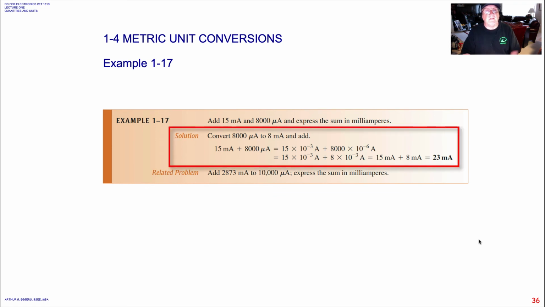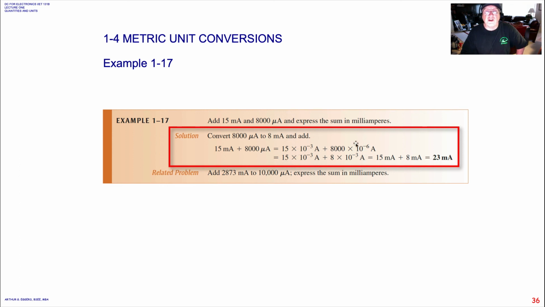Now we want to add 15 milliamps to 8,000 microamps. Okay, so we've got two values of amperage here that we need to combine together. So just like we've seen before, we need to pick one or the other to determine what we want to put it in. Well, the stem of the question says express the sum in milliamps. So what we need to do is convert 8,000 microamps to 8 milliamps. So we're going to move the decimal place 1, 2, 3. Now we're at 8 milliamps, and now we can add 15 to 8, and we end up with 23 milliamps.